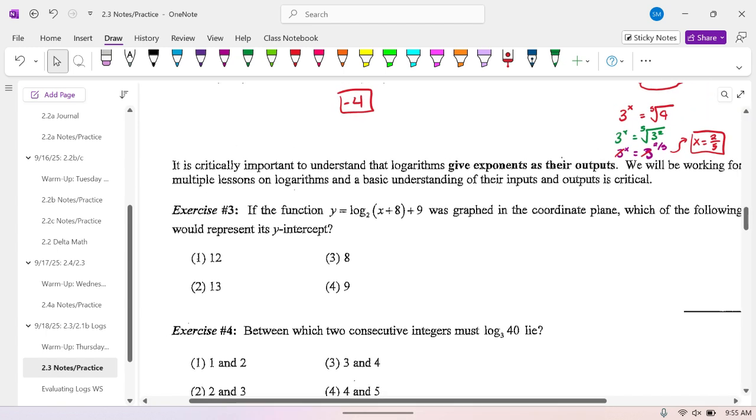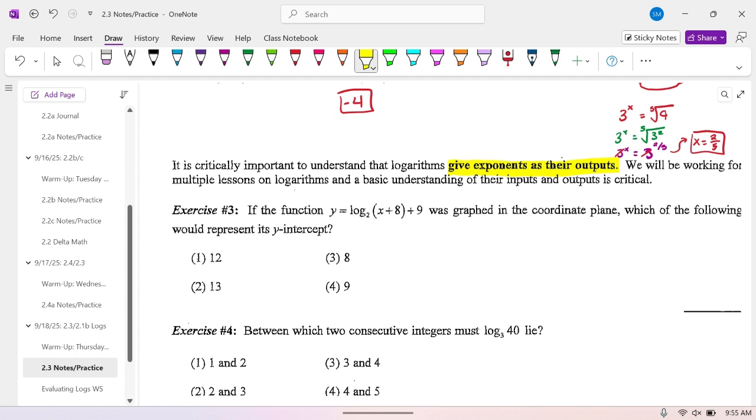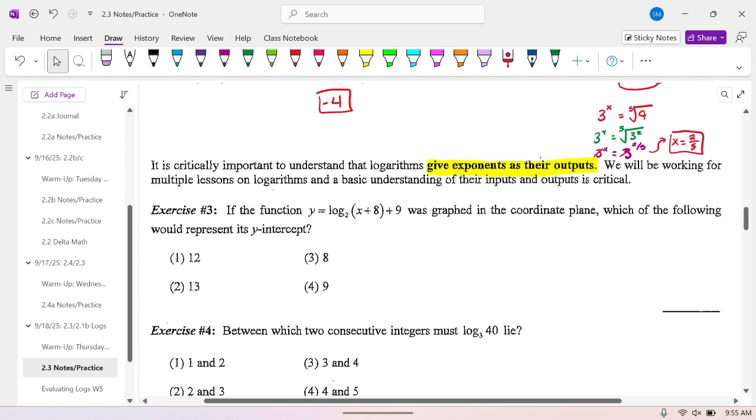So what's critically important to understand is that logarithms give exponents as their outputs. All right. So that's why when we had log base 2 of 16, it was equal to 4. That's technically what you would raise 2 to get 16. Now, we'll be working multiple lessons with logarithms, and having that basic understanding is really, really important.